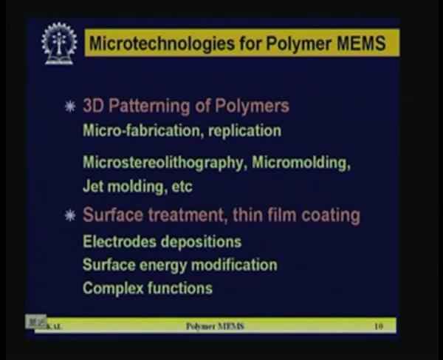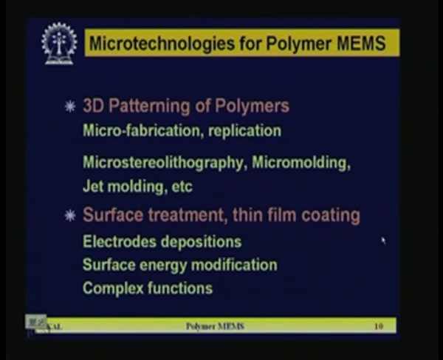Now, micro technologies for polymer MEMS. What are the different steps which we have to explore ourselves? One is 3D patterning of polymers. It requires microfabrication, replication, microstereolithography, micro molding, jet molding, etc. 3D patterning of polymers means these are the topics which come under 3D patterning: microfabrication, replication, microstereolithography, micro molding and jet molding. Next is surface treatment, thin film coating.